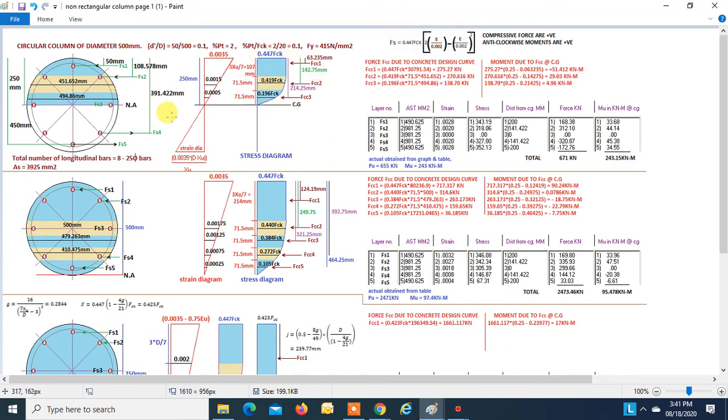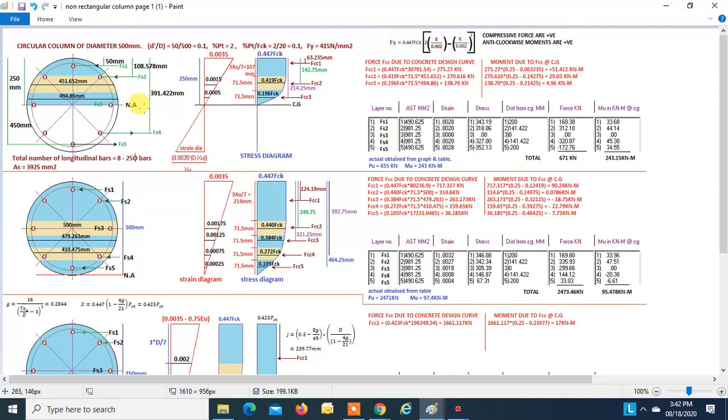Now we have to find the forces due to the steel layers. There are five steel layers: layer 1, layer 2, layer 3, layer 4, and layer 5. So there will be five forces: Fs1, Fs2, Fs3, Fs4, and Fs5.